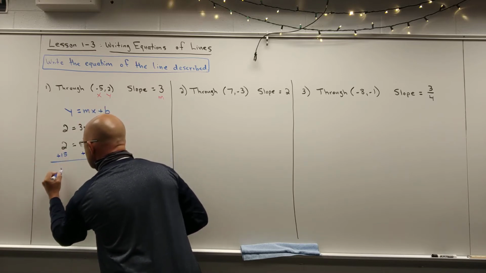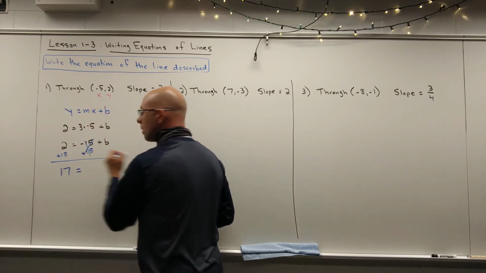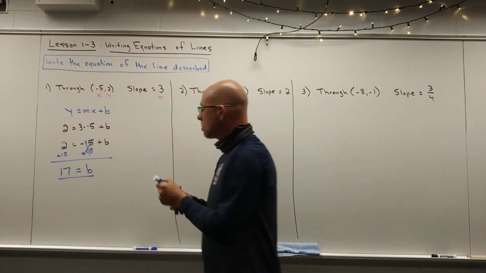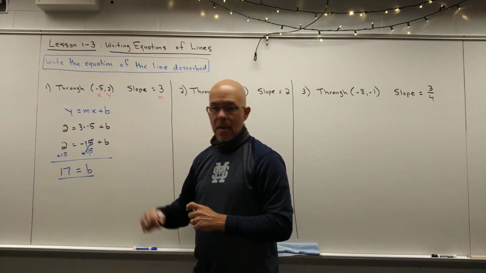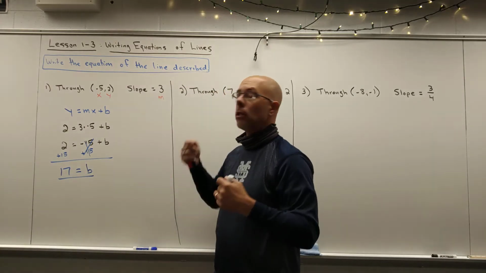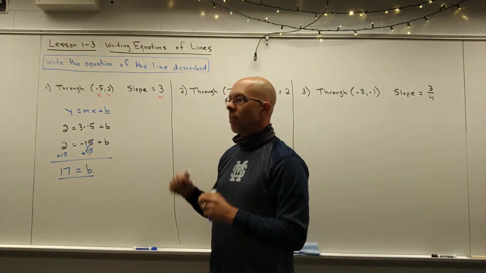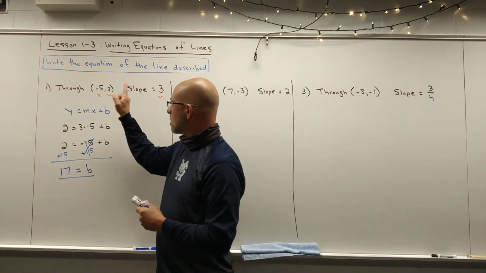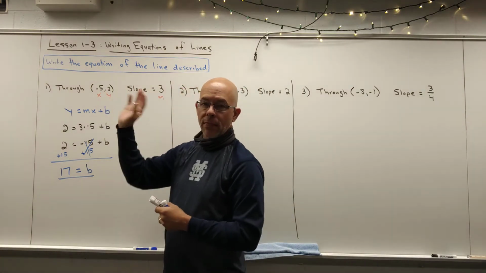2 plus 15 is 17. Negative 15 plus 15 cancels to 0, and we get b equals 17. Folks, as soon as we know m and b, we can write the equation of the line. And when you write the equation of the line, the variables x and y go back to being x and y. See, realize that's one single point on the line.